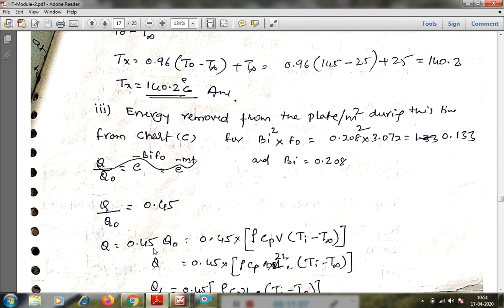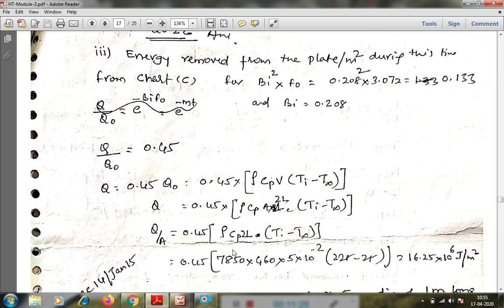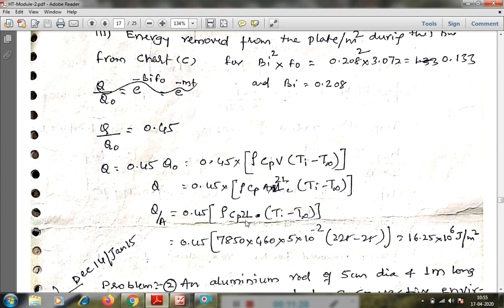Then Q will be 0.45 into Q0. The Q0 is rho Cp V (Ti minus T infinity). This is the energy equation, where rho is density, Cp is specific heat, V is the volume, Ti is the initial temperature, and T infinity is the ambient temperature. By taking all these we can calculate this value, the energy removed. Then heat removal per meter square is asked, so we have to divide by the area.